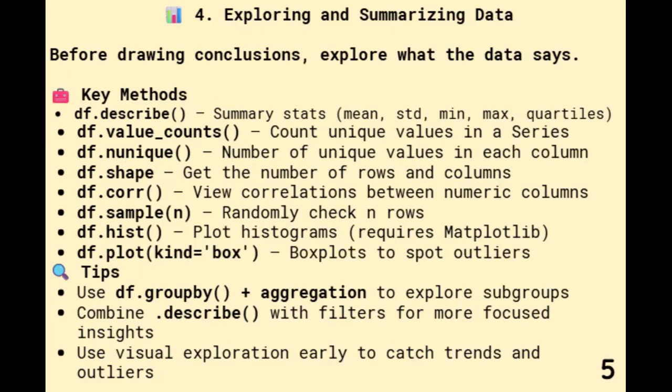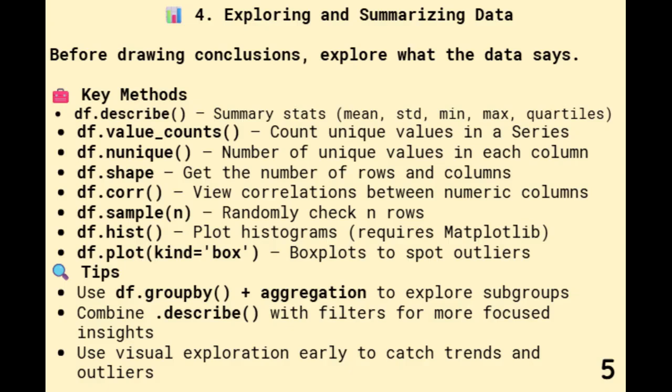Exploring and summarizing data. Key methods. df.describe gives summary statistics like mean, standard deviation, min and max. df.value_counts counts unique values in a series. df.nunique tells you how many unique values are in each column. df.shape gives the number of rows and columns. df.corr shows how numeric columns are correlated. df.sample with n lets you check a few random rows.